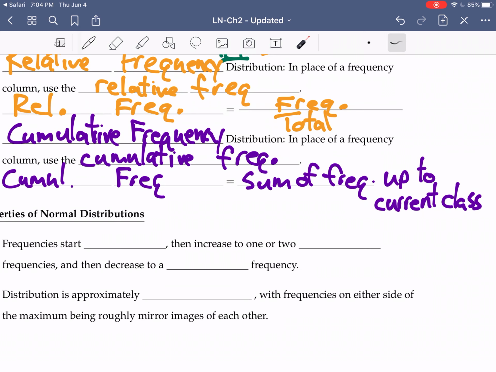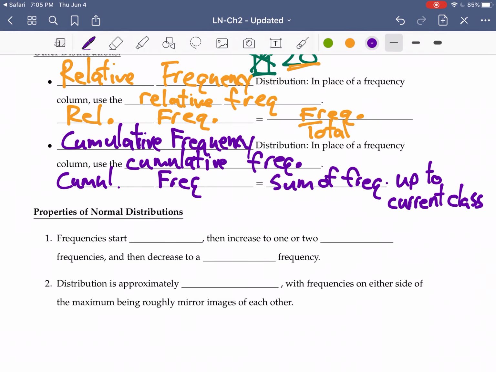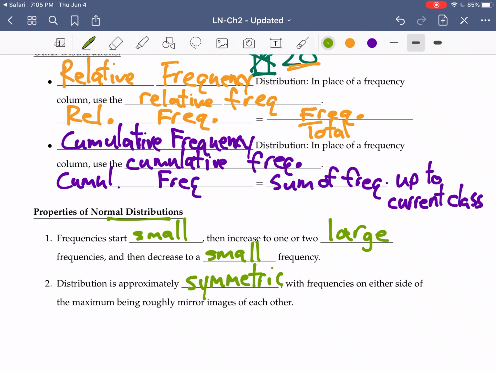The one other thing that we have is thinking about normal distributions. This will be our first look at normal distributions. Properties of a normal distribution: the frequencies will start small, then they'll increase to 1 or 2 large values, and then decrease back to a small frequency. The distribution is approximately symmetric, with frequencies on either side of that maximum being roughly mirror images of each other.